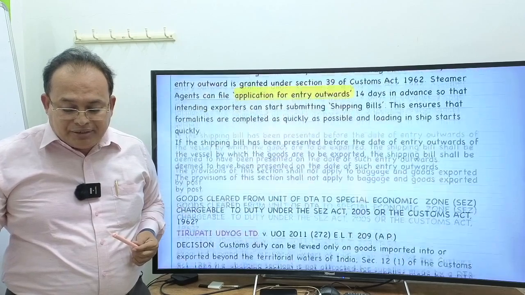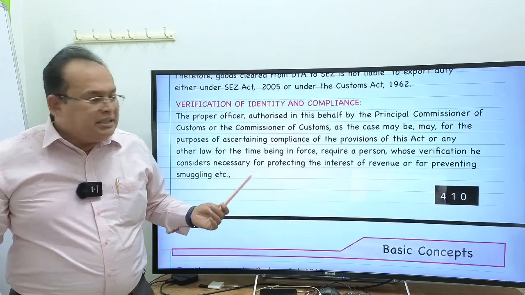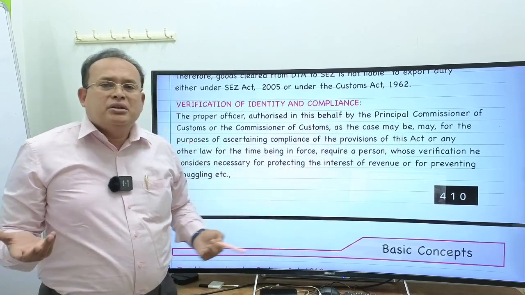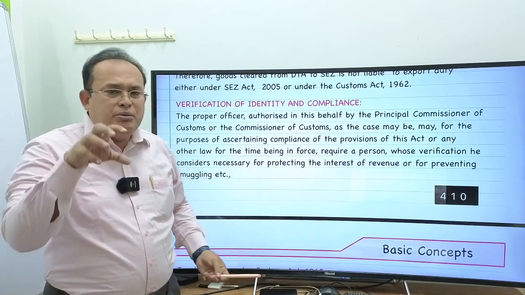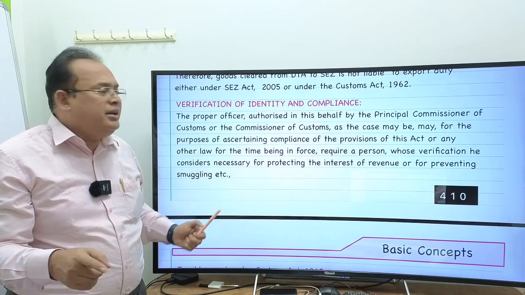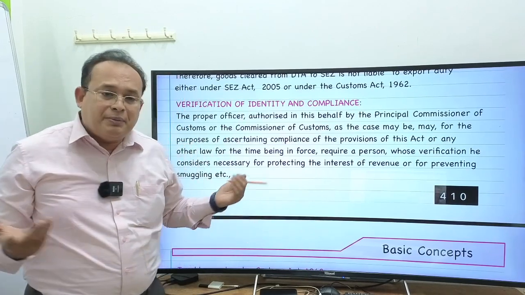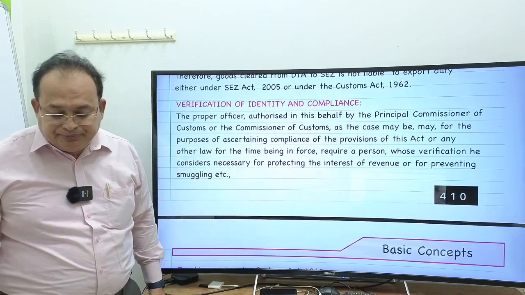Further, my dear friends, nowadays verification of identity and compliance is important because fake exports should be avoided. The principal commissioner will insist on checking whether you are an existing person or a fake company, which they can verify with the help of Aadhaar and so on. Sometimes physical verification also may take place to grant the permission if the need arises.